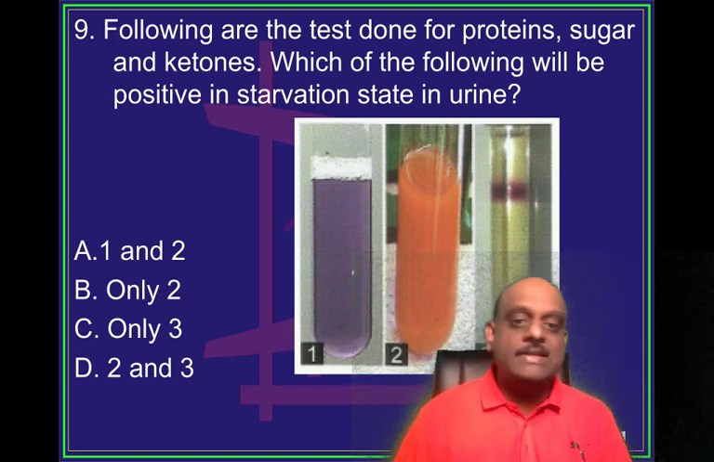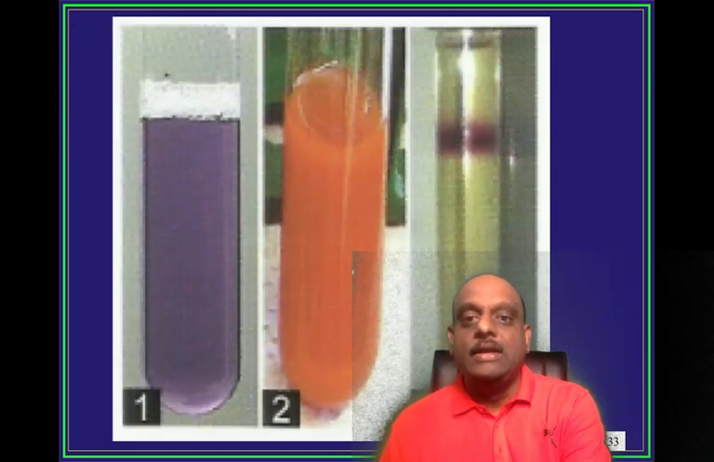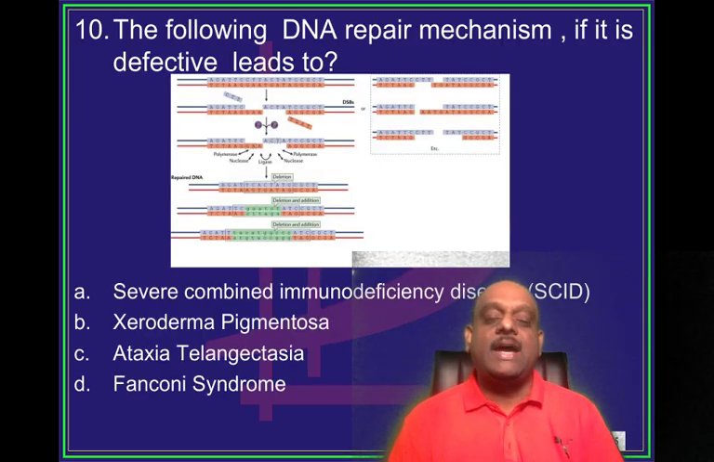So everyone is saying C, only 3, absolutely. The ketone bodies are only positive in starvation.